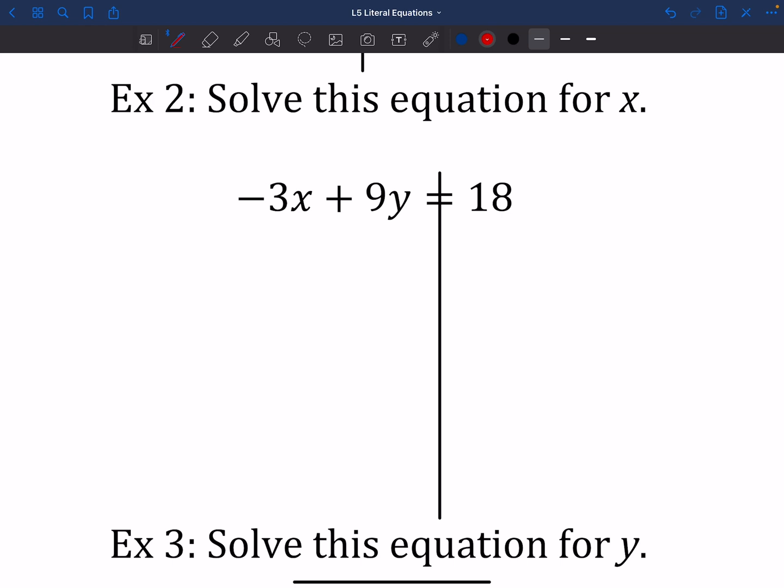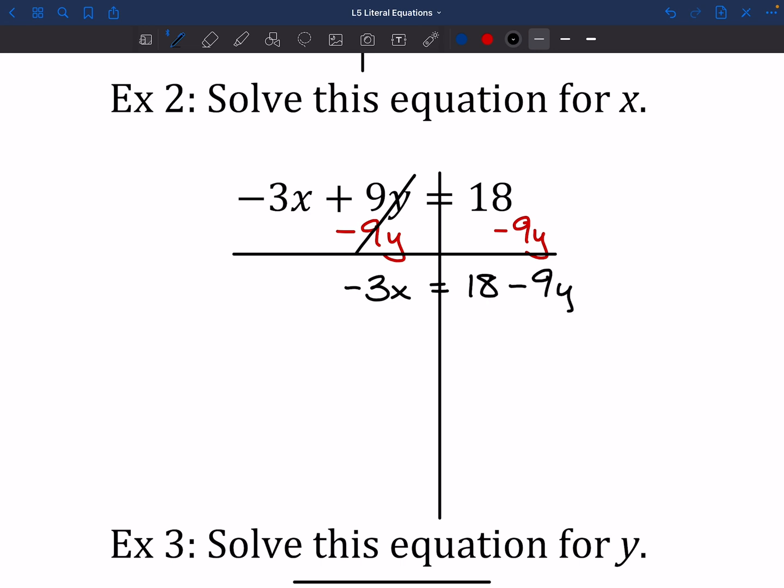I want to get the x by itself, so these y's are going to need to go. I'm going to start by moving those 9y's to the other side. When we subtract 9y from each side, they are gone on that side. We're left with just a negative 3x on the left. On the other side, again, don't do just 18 minus 9. It's not going to get us where we want to be. We want to have this as 18 minus 9y. They're different types of terms.